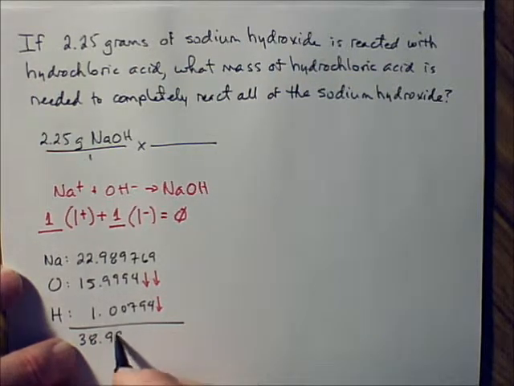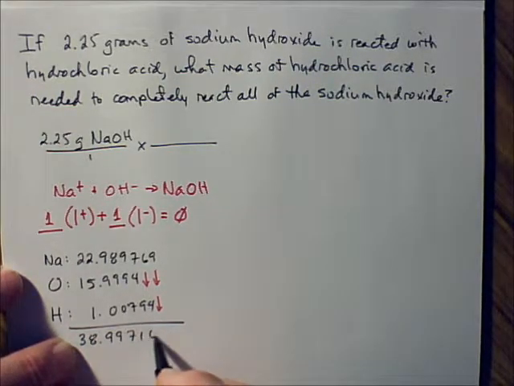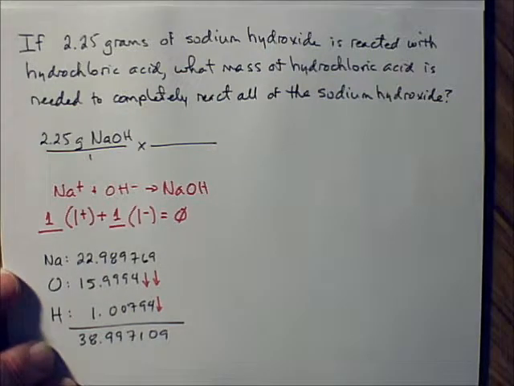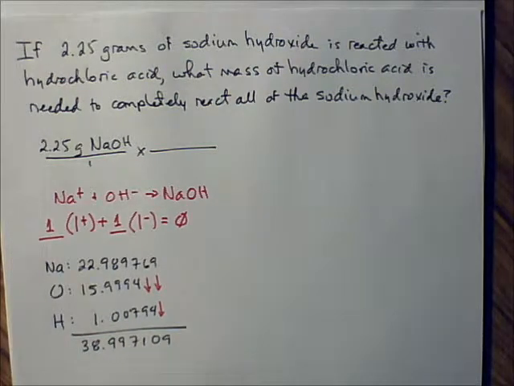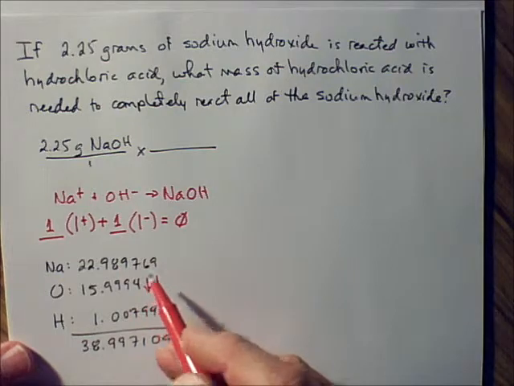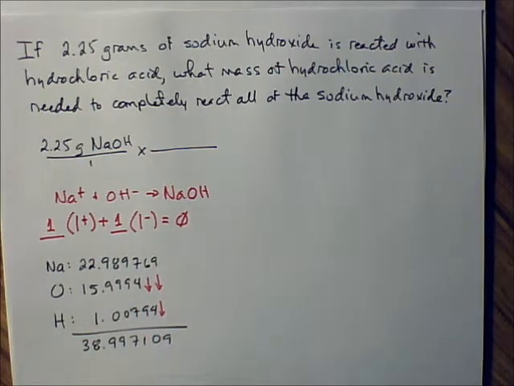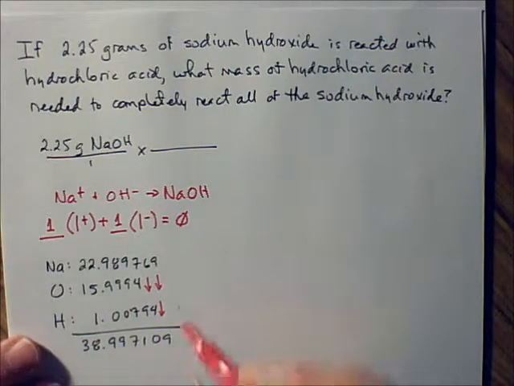38.9971. Slow down. 9971. Okay. Round it off to get 38.997. We need to round off those last two digits because this is one of those cases where we do have empty slots to the right. And this is addition.